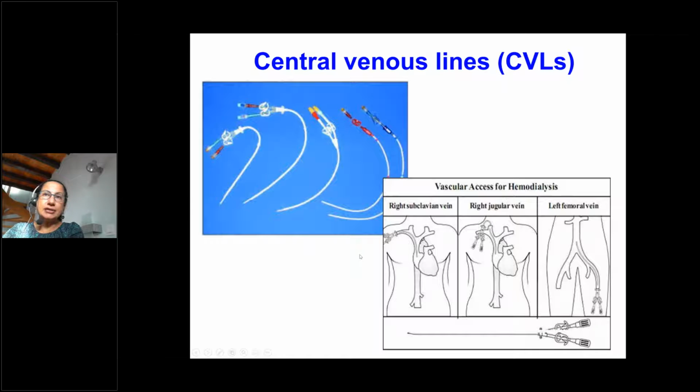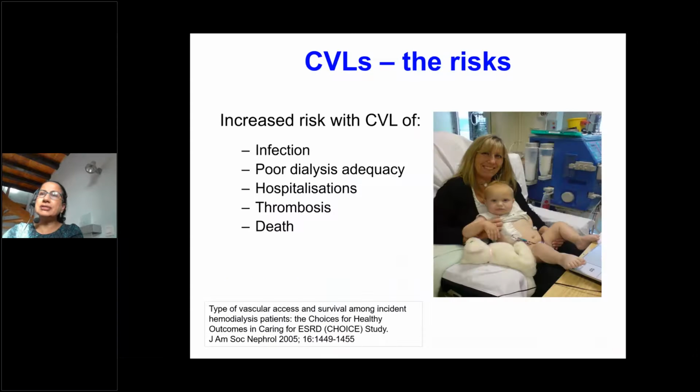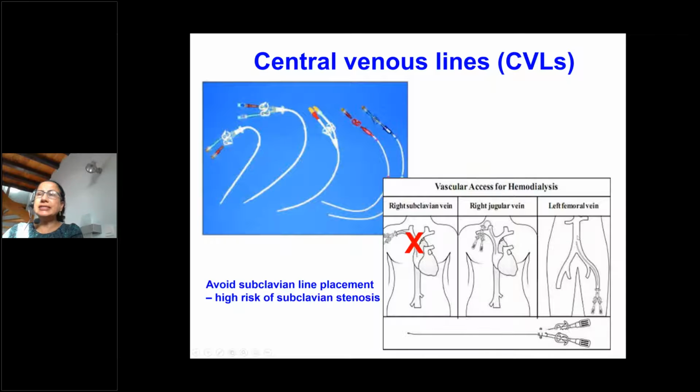Now remember, a CVL should not be placed in the subclavian vein because there's a very high risk of subclavian stenosis, which therefore of course means central stenosis, and the survival of a future CVL or even a fistula will be jeopardized by this. We do have lines in the right internal jugular and very rarely in the femoral, and femoral access again is not acceptable and not advisable because there is an easy risk of contamination, and then of course your future site of fitting in a kidney transplant can be affected.